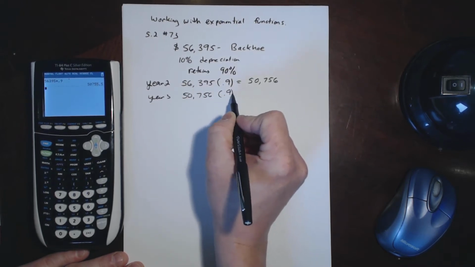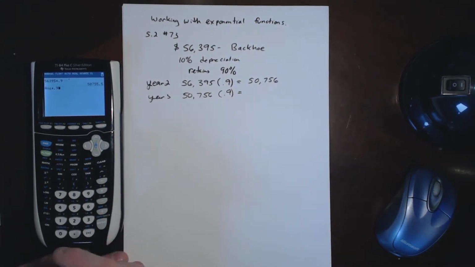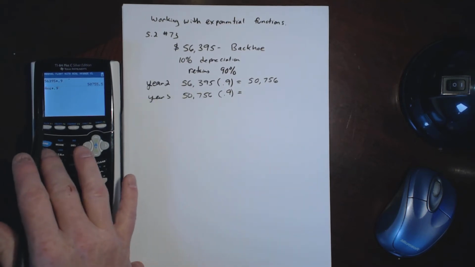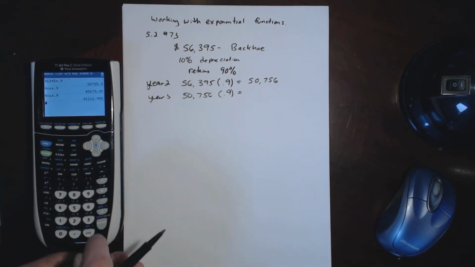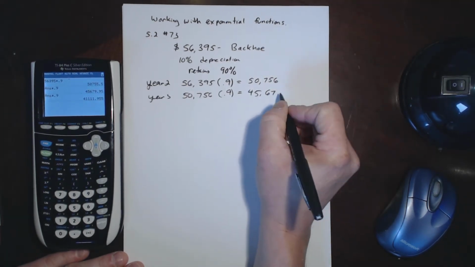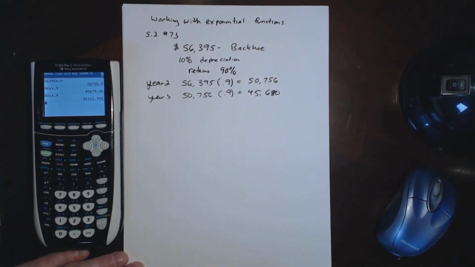To go for the year afterwards, in year 3, we're going to take that $50,756 and we multiply it by 0.9 again, and we get another value. On my calculator, I'm just going to say times 0.9, and it's going to retain my previous answer. And that gives me $45,680. We're multiplying by 0.9 every single time.